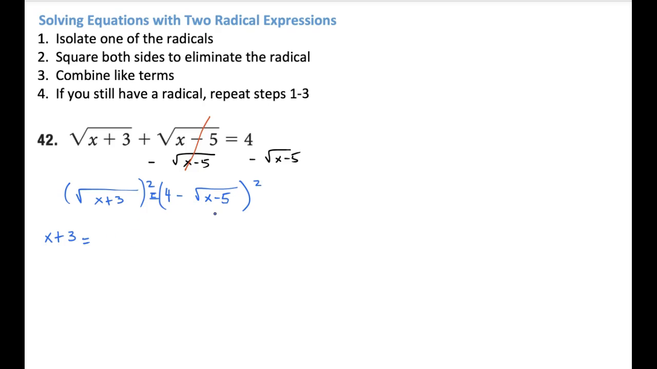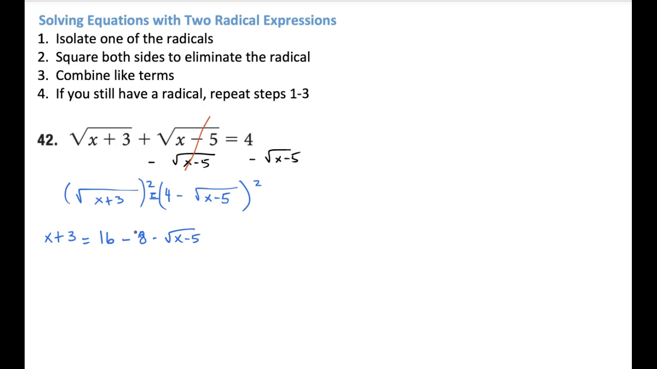Now in this one we're going to have to use FOIL. So it's going to be 4 minus the square root of x minus 5, times 4 minus the square root of x minus 5. So you're going to use one of the special products rules. And so we're going to square the first one. That's 16. And then we multiply them together with a minus because there's a minus there. So 4 times the square root of x minus 5, plus 4 minus the square root of x minus 5, that means we just double it. So it's 8 minus the square root of x minus 5.